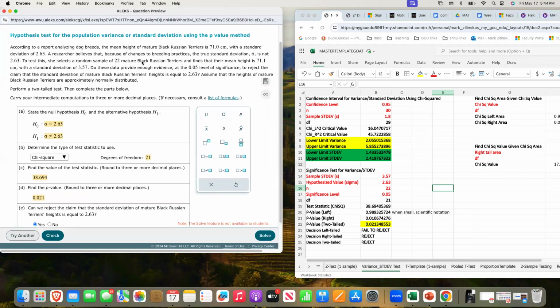We have this situation with Black Russian Terriers. Our sample size is 22, which you see I put in over here. Then I just put in the values for the sample standard deviation and the hypothesized value, which happens to be 2.63, and of course my significance level. That's all that's necessary here, because we're going to get a test statistic, which you can see rounded to 3 decimal places is what we get here.